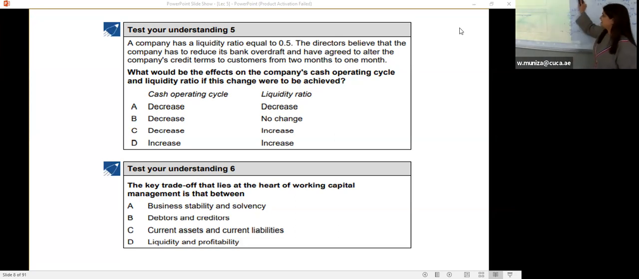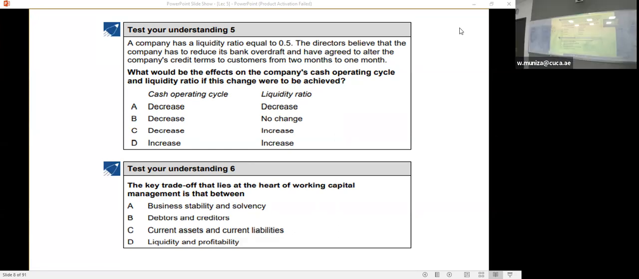Is it going to increase or decrease? Decrease, okay. Was it just? Because they are reducing their liability from the bank and they are trying to take credit from the customer. So on one side they are increasing and the other is decreasing. Very good. So cash operating cycle is going to decrease.